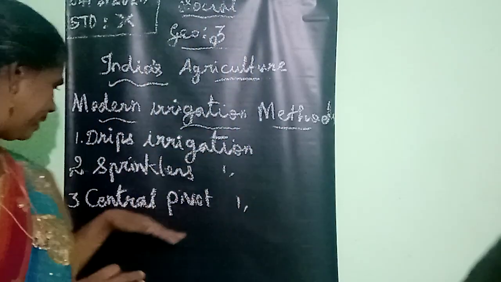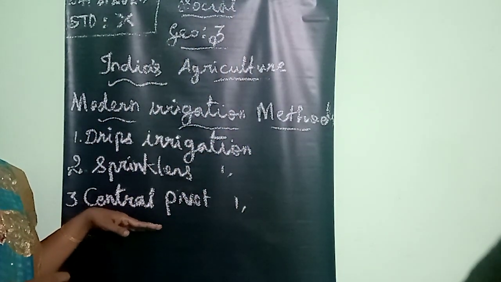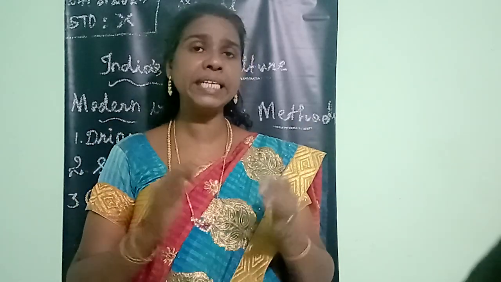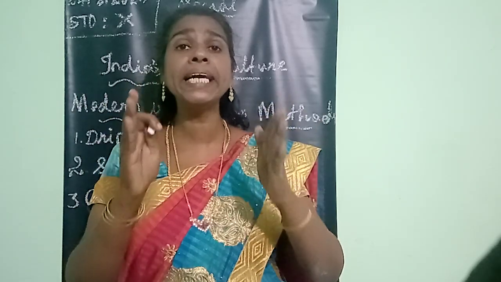Then the third one is central pivot irrigation. It is also called water wheel and circle irrigation. It is the method of crop irrigation in which the equipment rotates around a center. The crops are irrigated with sprinklers. Sprinklers means spreading the water like rain. These are the three modern irrigation methods.